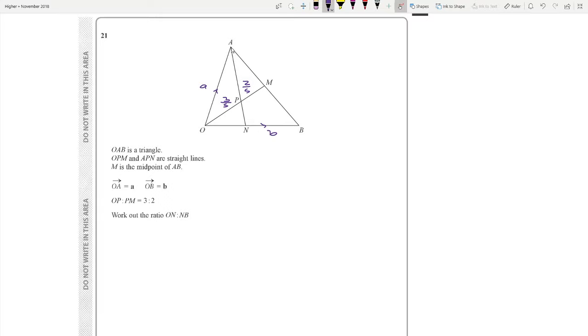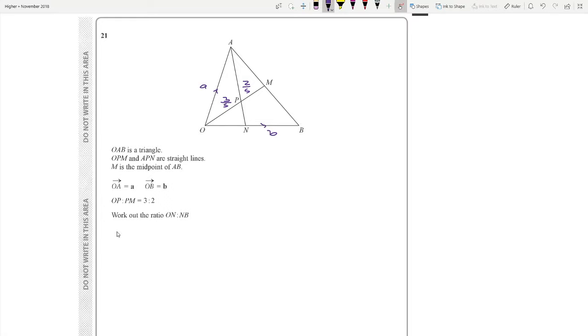Let's try to work out the vector AN, and that's going to help us with the final answer. So first things first, let's see what kind of vectors we can make based on this. We already know that O to A is A. We know O to B is B. Well, we can work out AB if that's the case. We can work out vector AB.